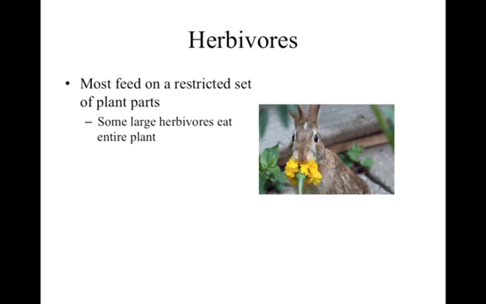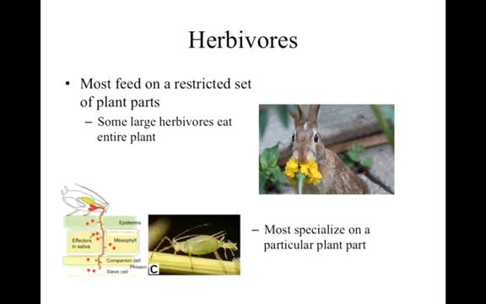Now, that's not true of some large herbivores, a lot of mammals and birds. They will eat the whole plant. So here's a rabbit. It's not being real picky. It's eating a flower. It will also eat the leaves. It'll eat the stems. If it can get down there, it might even eat the roots. But the vast majority of herbivores are not, in fact, large mammals. In the world, the vast majority of herbivores are things like insects. And the vast majority of these actually do specialize on particular parts of the plant.